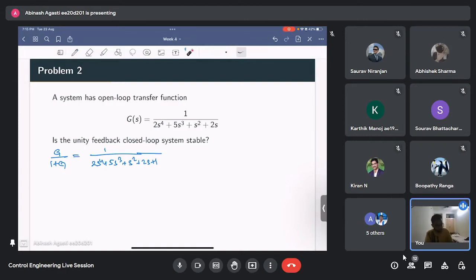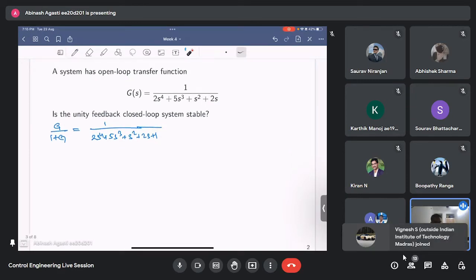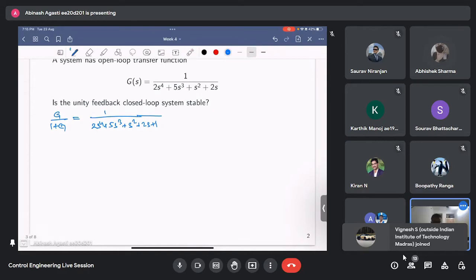We want to find if this characteristic equation has any poles in the right half plane or not. So how we can do that is by the Routh-Hurwitz array. Okay.